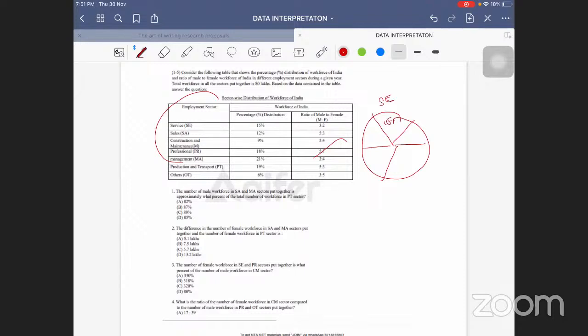SC 50%, sale 12%, MCM is 9%, PR 18%, management is 21%, PT is 19%, and others 6%. So this data can be a pie chart. So based on this data, they are asking some questions.